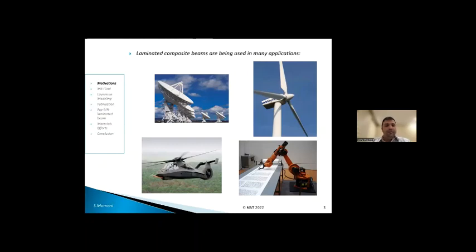Laminated composite beams are being used in many engineering applications, such as wind turbine blades, helicopter blades, arms of robots, satellites, and many other engineering applications.